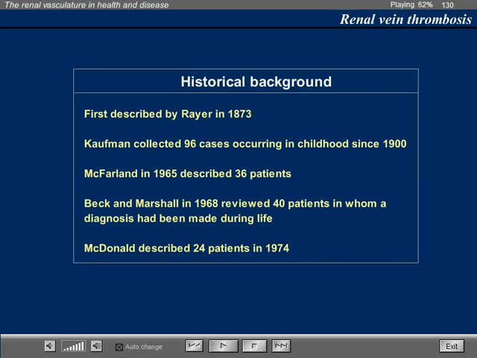And in the last 20 years, sonography, computed tomography, magnetic resonance imaging, and angiographic examinations have demonstrated the ability of these non-invasive and imaging techniques in demonstrating the presence of renal vein thrombosis.